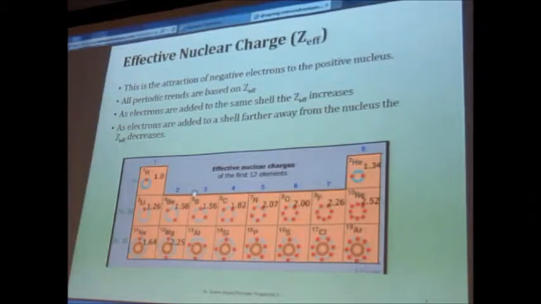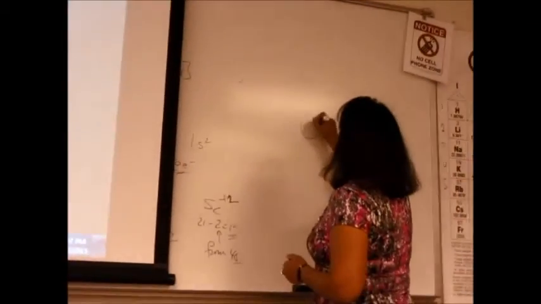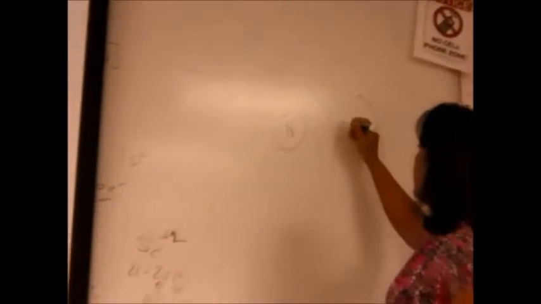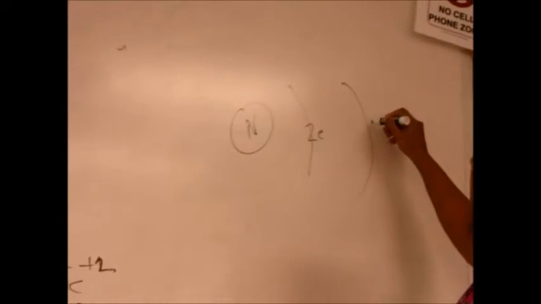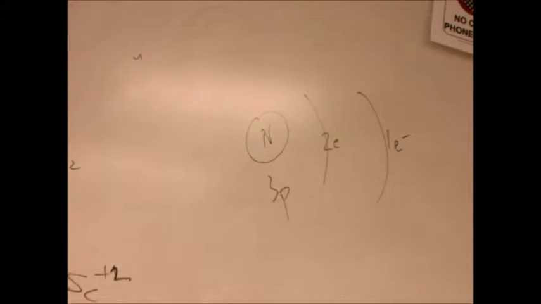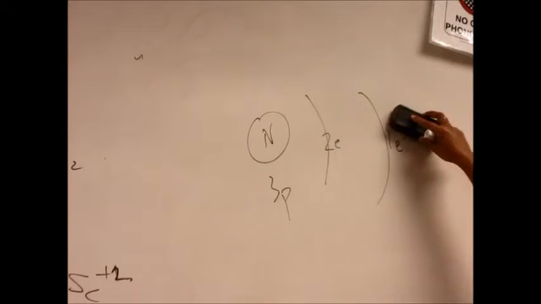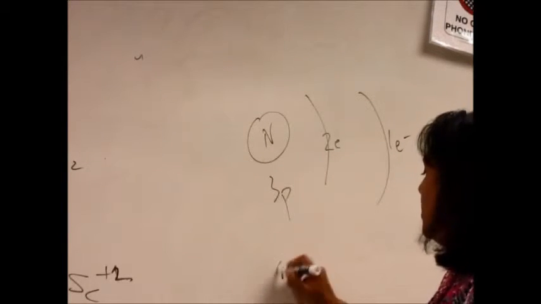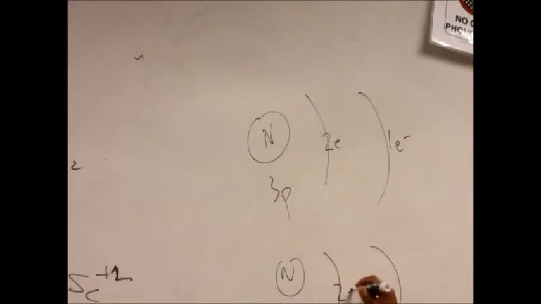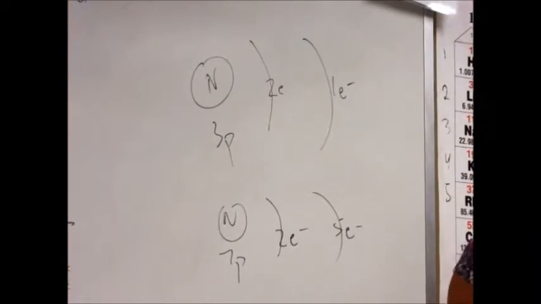the shells as they keep increasing. But the other aspect is if you have the nucleus, and here you have 2 electrons, here you have 1 electron, so 3 protons. Let me turn the light on again. So now if you had, instead of 1 electron, 2 electrons and 5 electrons here, now you have 7 protons.